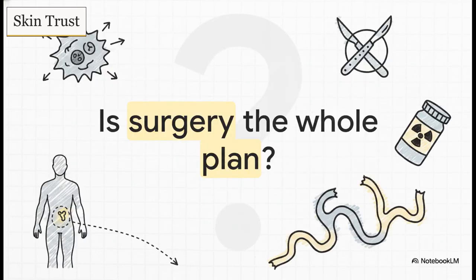Okay, let's reset for a second here. We've talked about mapping local margins and checking roots for things like DFSP and EMPD, but what happens when a rare cancer doesn't just stay local? Like, is surgery the whole plan?